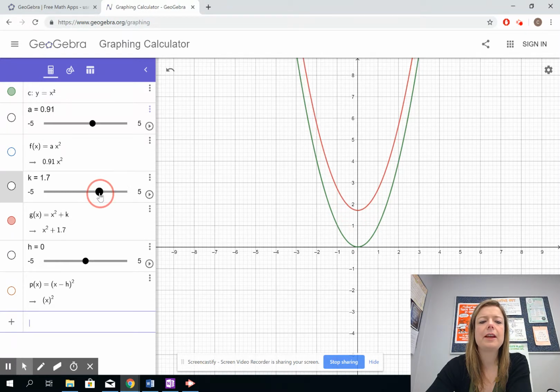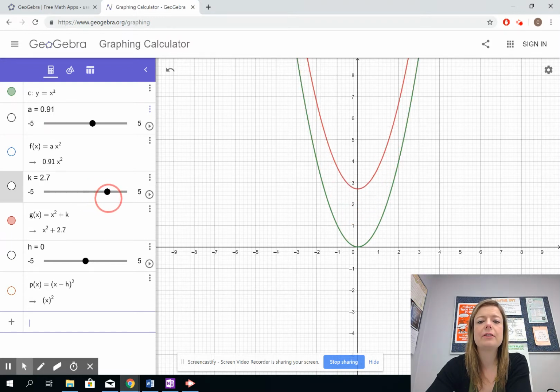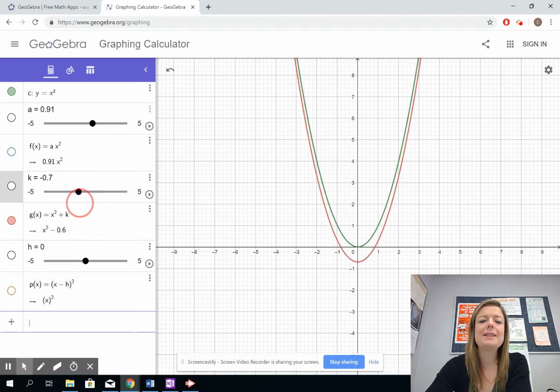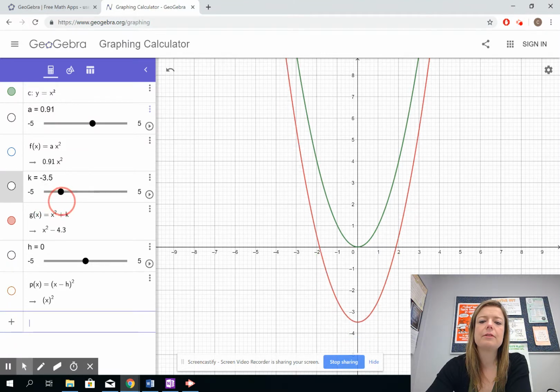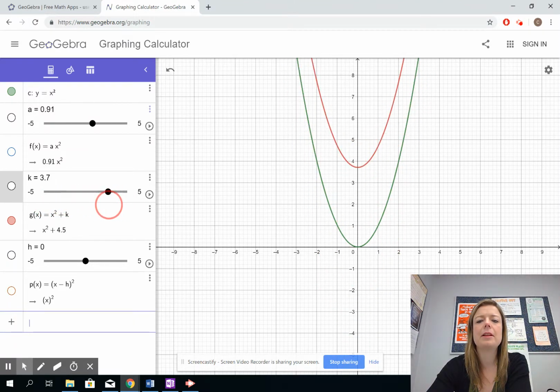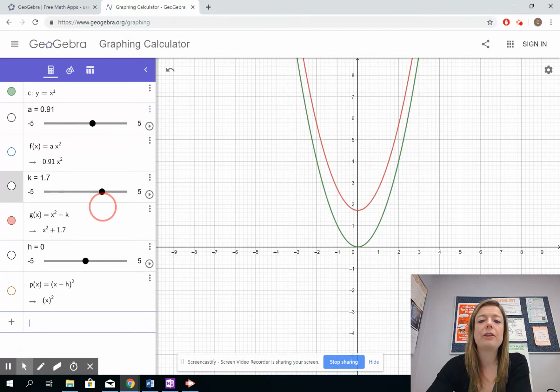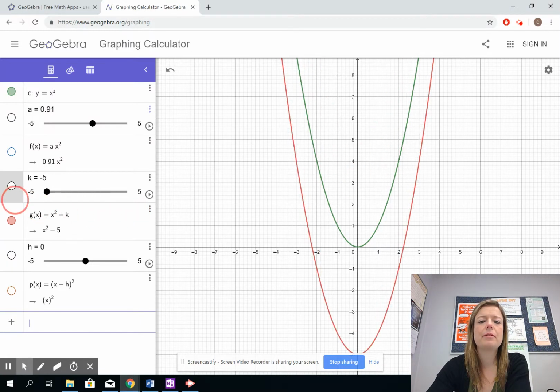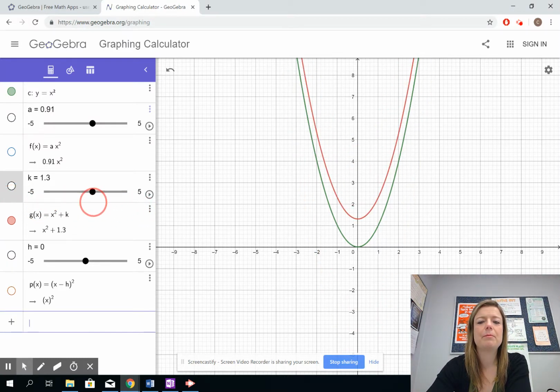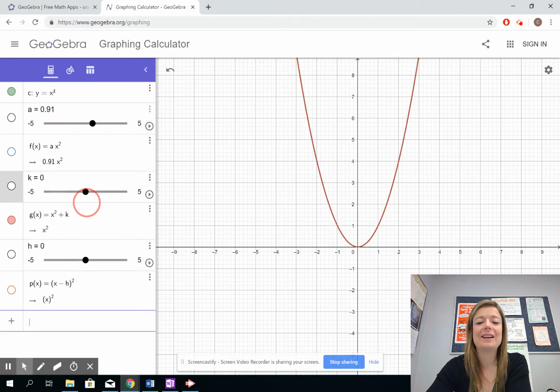All this is doing is taking that original parabola and moving it up or down. It's not getting narrower or wider. It's literally just taking it and moving it up or down. Now, if k is negative, it just moves down. So it's the exact same parabola. It's the same width. It just moves up or down. That's all that k does.